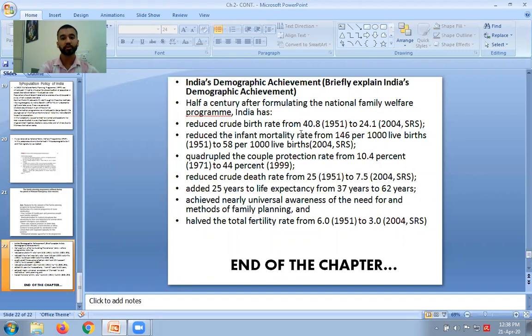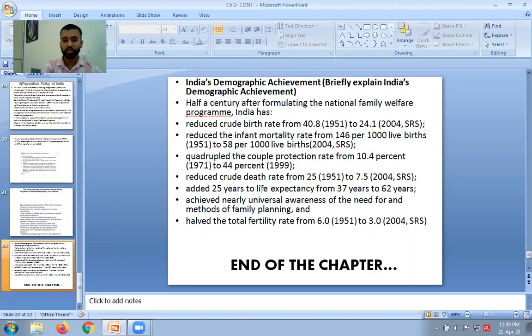Reduced crude birth rate. Crude birth rate is the birth rate that doesn't consider different sexes, male or female, or different age groups. Crude birth rate is a natural or unaltered birth rate. So we were able to reduce the birth rate after this program, and we reduced the infant mortality rate. Now infants were not dying as much as in earlier times. Then we also reduced the death rate. Crude death rate and death rate are the same thing.